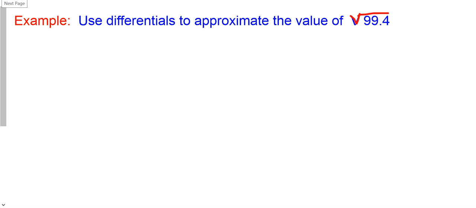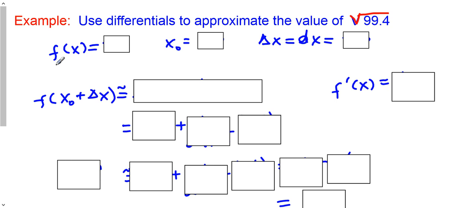All right, spoiler alert. If you haven't paused the video, please do so before you take a look at this answer. So our function is still the square root function. The center point, where would you want to center this? A point close to 99.4 where we know the square root. How about 100, right?